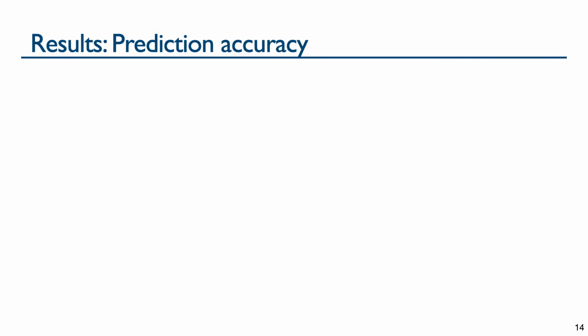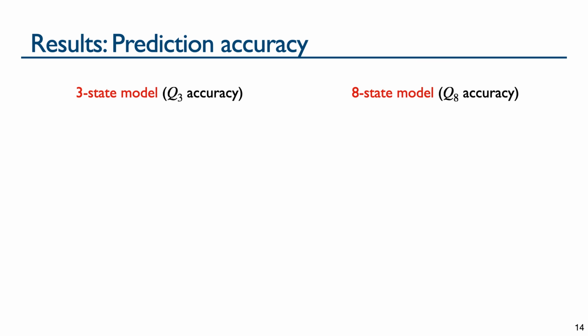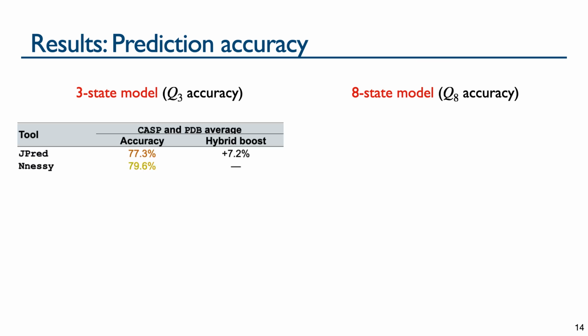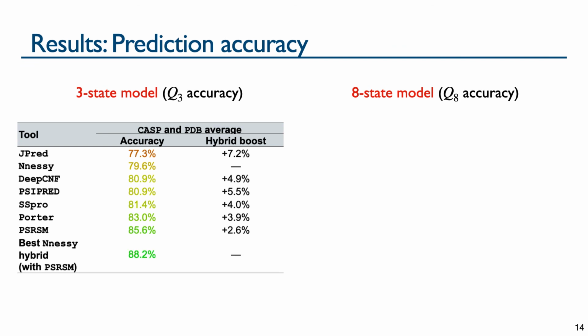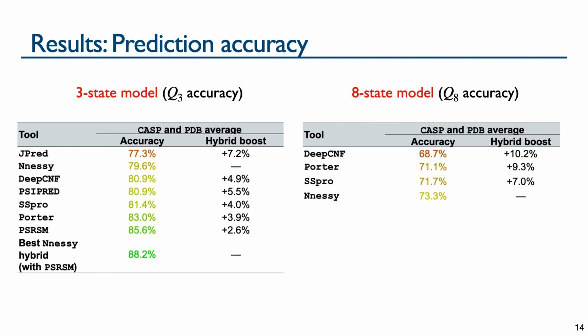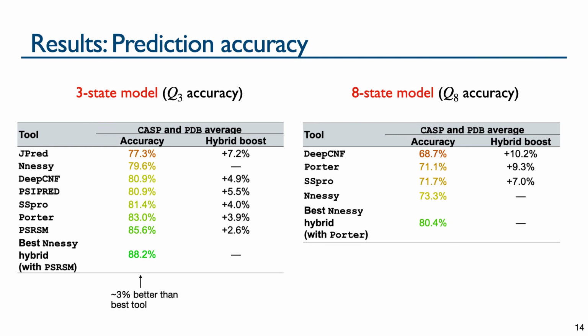We now give prediction accuracies for these tools, including Nnessy and the hybrid method. These tables below give the accuracies for the standard 3-state and 8-state models of secondary structure. We use Q3 or Q8 accuracy, which is the fraction of residues with correctly predicted secondary structure. We give the accuracy and hybrid boost for each tool, which is the increase in accuracy when hybridizing a given tool with Nnessy. The best Nnessy hybrid is 3% better than any single tool for 3-state prediction, and 7% better than any single tool for 8-state prediction.